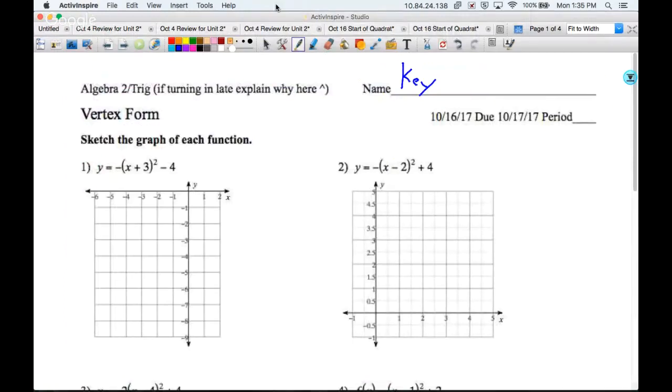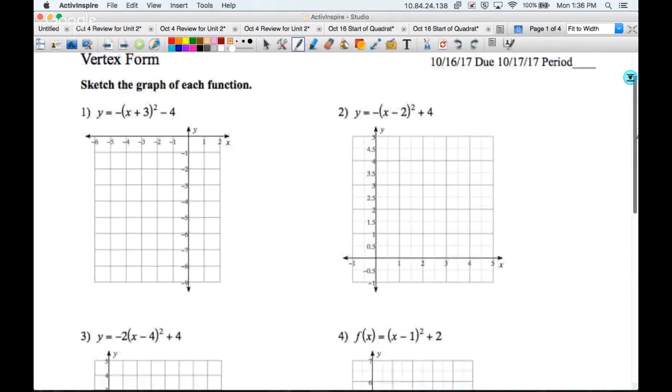All right, I just wanted to create a quick key for this vertex form homework. We'll just jump right into it.